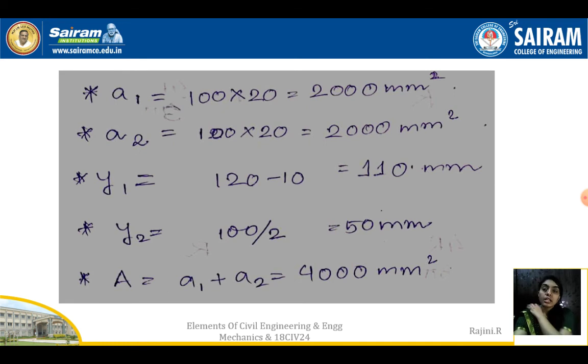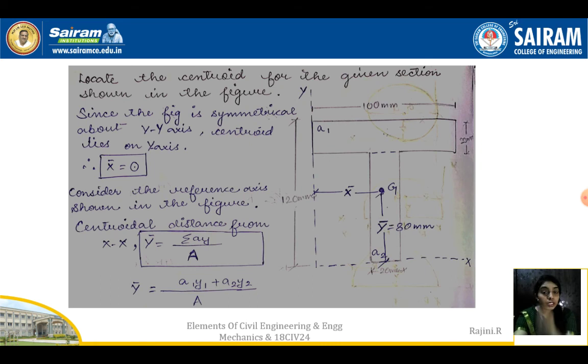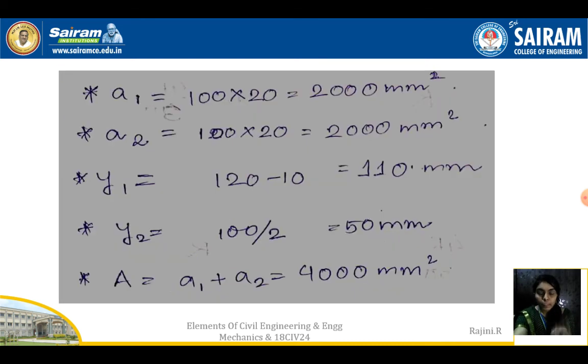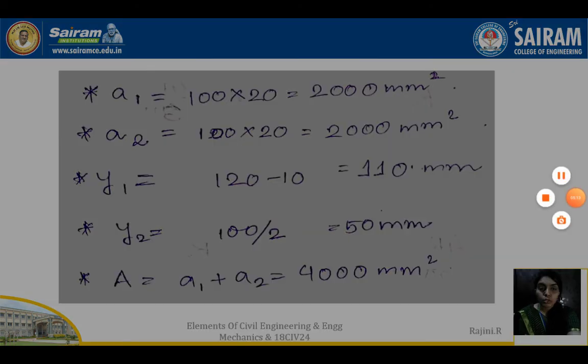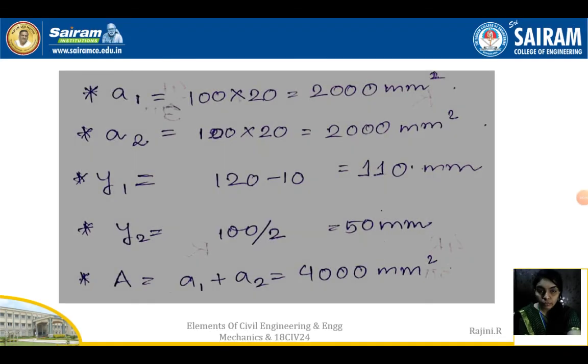Here you can see a1, a2, y1, y2. I'll come back to the figure. The top rectangle I am giving as area 1 and the vertical rectangle as area 2. You can choose any as area 1 or area 2, it's your wish. Area 1 is a rectangle, so 100 into 20, that will be 2000 square. A2 will be 100 into 20, so that is also 2000 square.